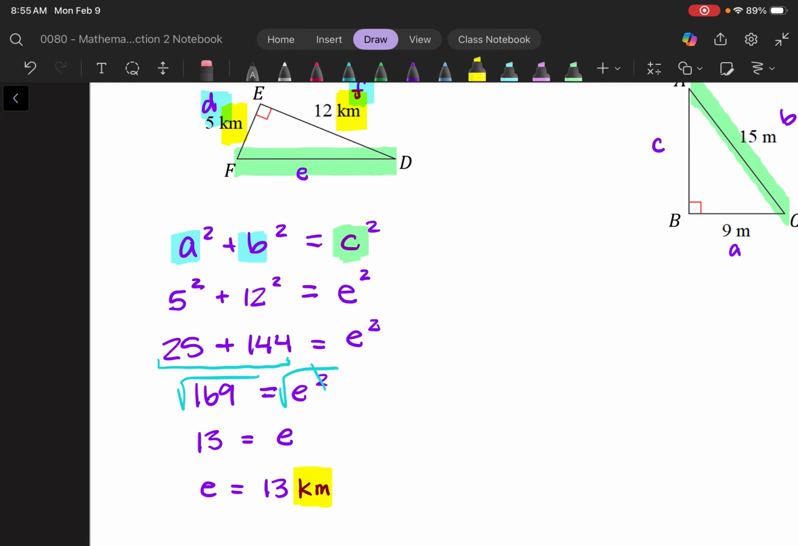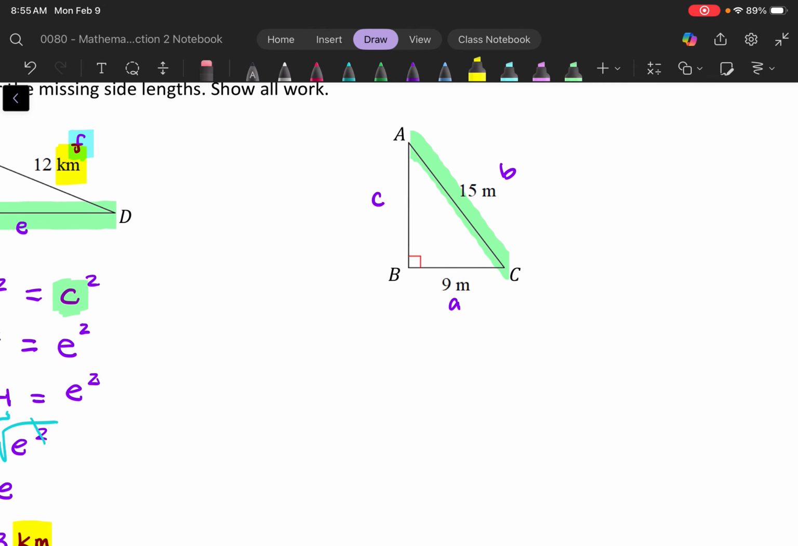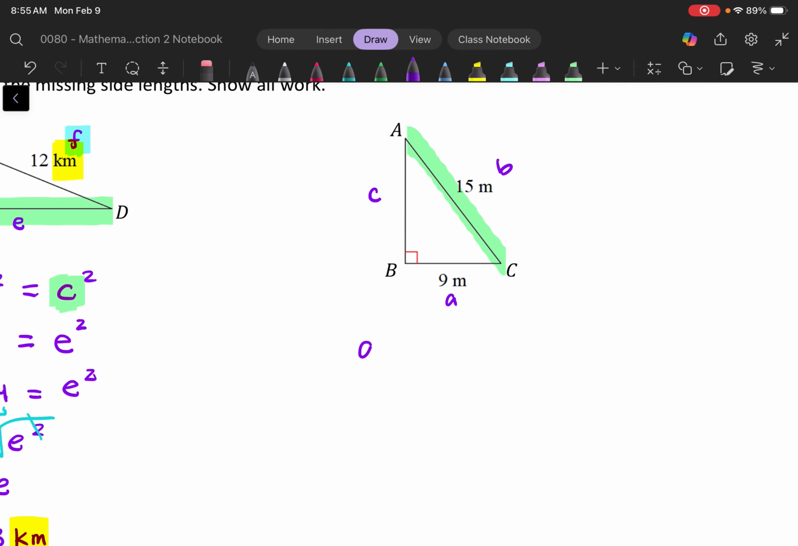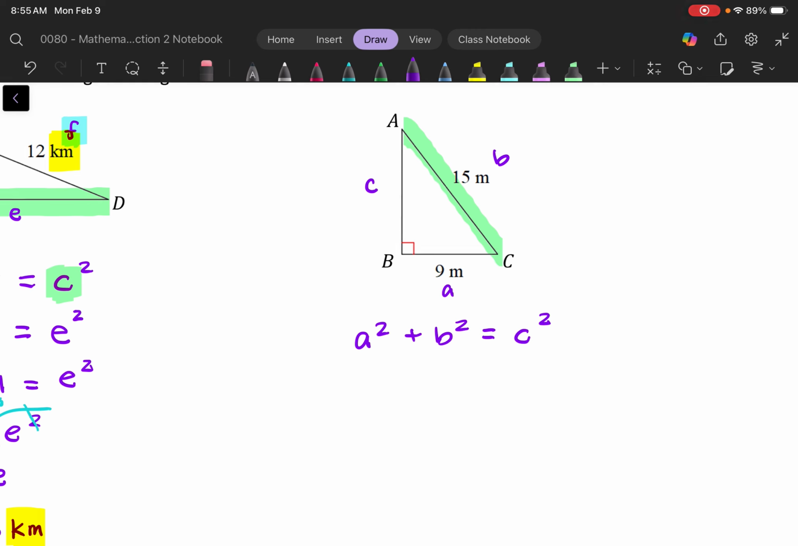Okay, we're going to do the same thing to the next question. So my Pythagoras is usually a squared plus b squared is equal to c squared. And just as we talked about at the beginning, these letters are just placeholders. I need to make sure that the hypotenuse goes in the C position. And if I'm looking at my question, my hypotenuse is actually little baby b in this particular question. And I have a number for it, which is great. It's 15 meters. But my other two sides are labeled A and C.